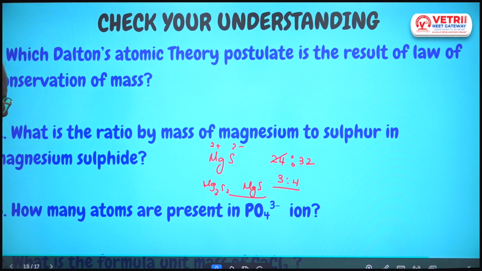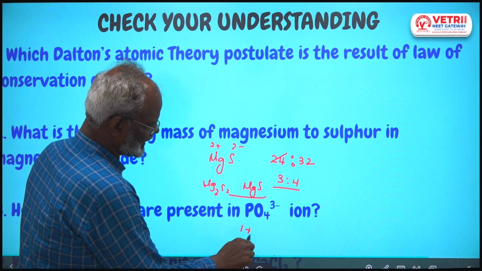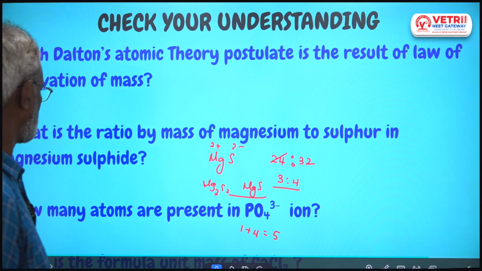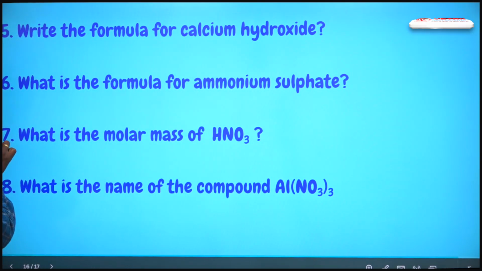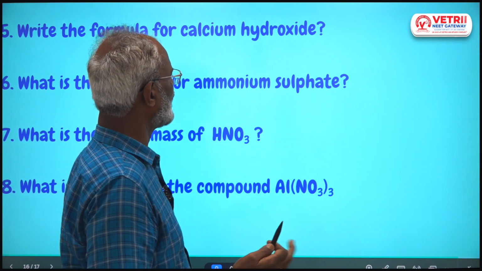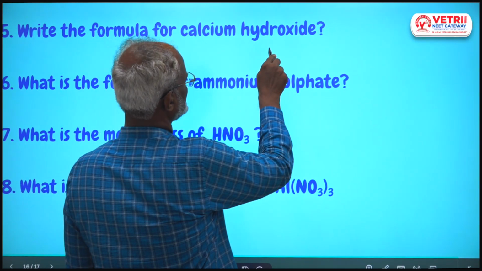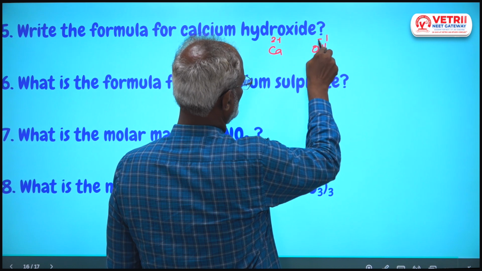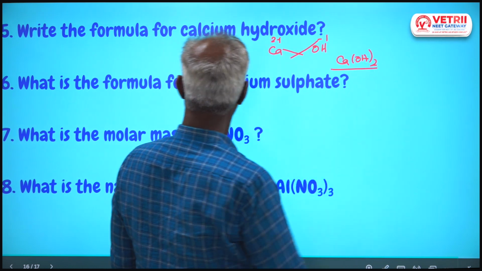How many atoms are present in the PO4 3 minus ion? You can easily find out: 1 phosphorus plus 4 oxygen. So there are 5 atoms in the PO4 3 minus ion. Write the formula for calcium hydroxide. The hydroxide ion is OH minus, you will remember that and get used to it. Calcium is 2 plus, hydroxide is OH minus 1. Cross multiply, get Ca(OH)2, which is calcium hydroxide.